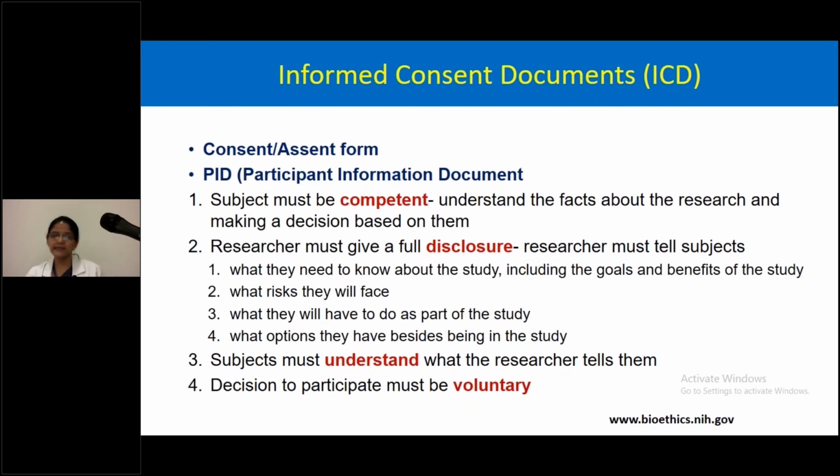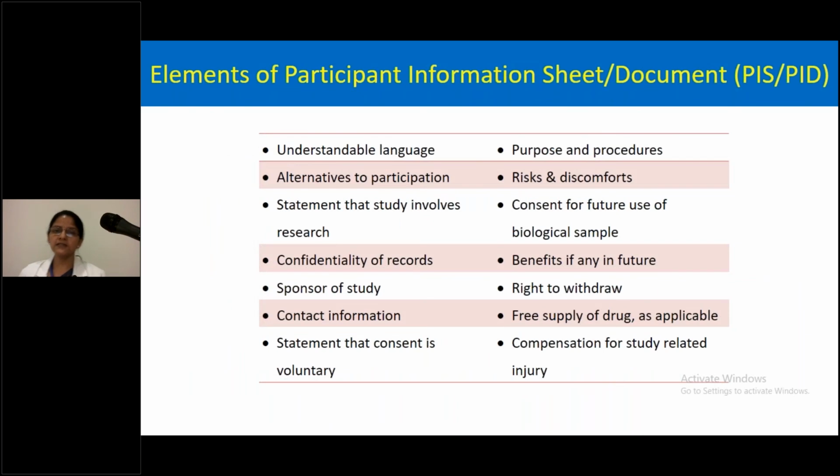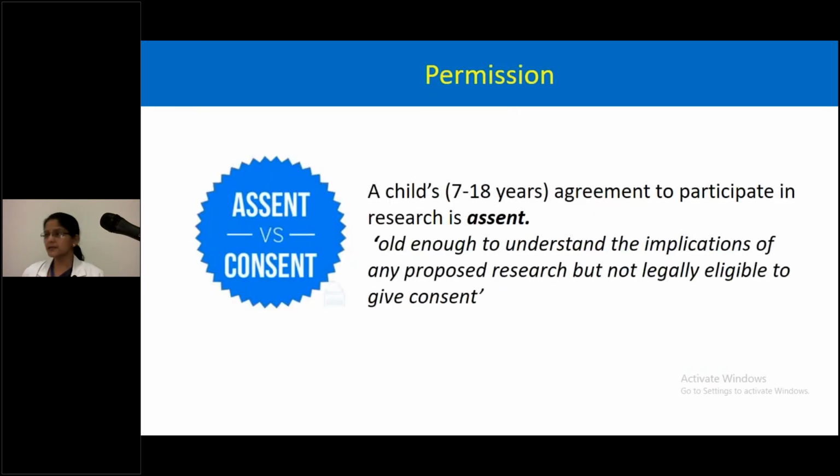So, as I said earlier, the informed consent documents are the consent form, the assent form and the PID. What you need to remember, these four things: the subject should be competent, you should give full disclosure to the participants, they should understand what you're trying to do, and it should be completely voluntary. Autonomy is most important. These are the elements of the participant information sheet. When you frame a participant information sheet, you should remember that these points have to be covered. As I said earlier, for a child, it is an assent form and not the consent form.